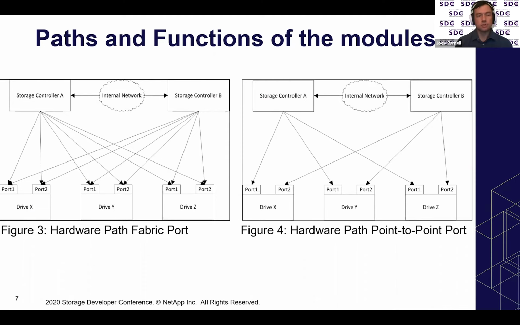So as was shown before, if the path from storage controller A to port 1 on drive X fails in a network environment in figure 3, then it will switch to the other local path, still going through the same storage controller. Whereas in a point-to-point design, you have to go through the internal network to process those IO operations. And what that means is you have to suffer the latency of going over that internal network to complete that IO.